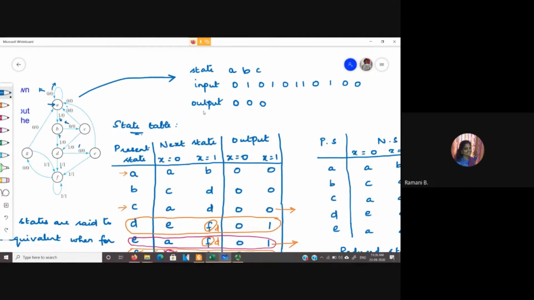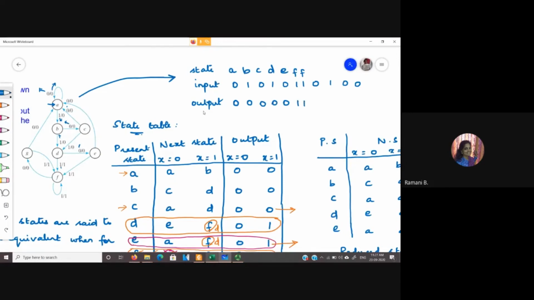Now I am in state C. For input 1, I go to state D and the output is 0. Then in state D, if the input is 0, I go to state E and the output is 0. In state E, I receive an input of 1, so I go to state F and the output is 1. Then again, if I get input 1, the next state is the same, F, and the output is 1.